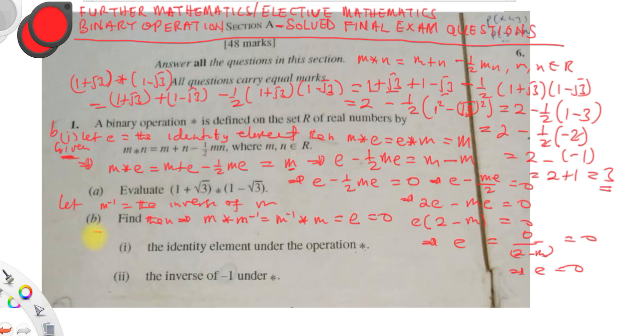So from the definition, M star M inverse is equal to M plus M inverse minus 1 over 2 M star M inverse. Sorry, let me write it well, guys. Normally this one would be 1, but don't bring that one here. This one has to continue, which is equal to the identity element E, which is equal to 0. So that is what we have. You have to find the inverse, so you make the inverse the subject. So this one will go.